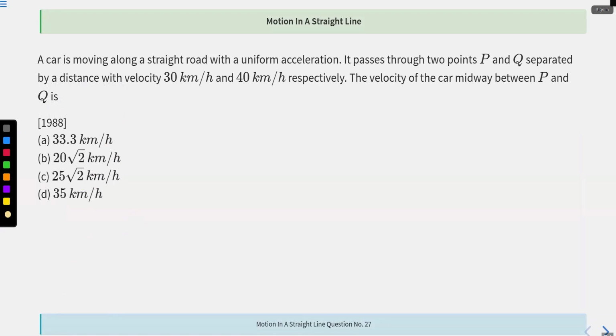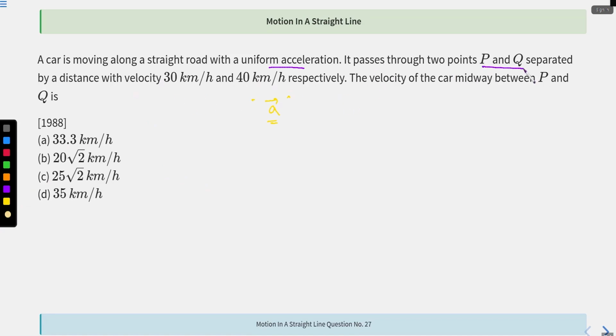Next question. A car is moving along a straight road with a uniform acceleration. Uniform acceleration, so nothing to worry. In equations of motion, in normal straight line motion and projectile motion, you always have uniform acceleration. Variable acceleration is a concept which you will be learning in center of mass and rotational motion.